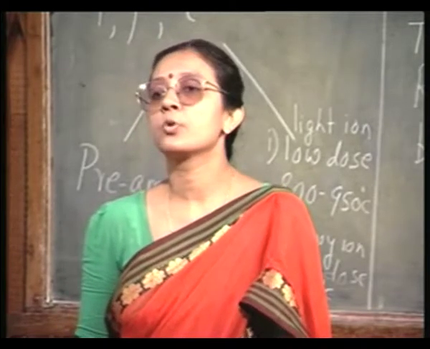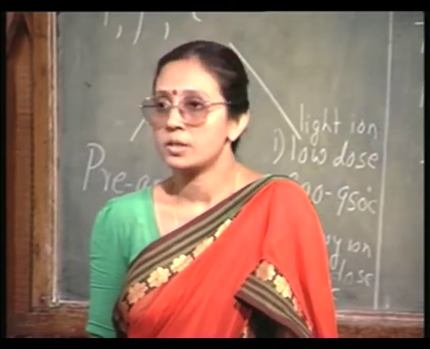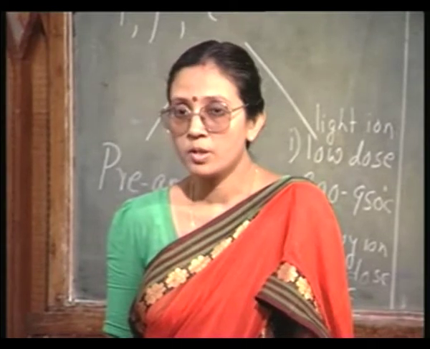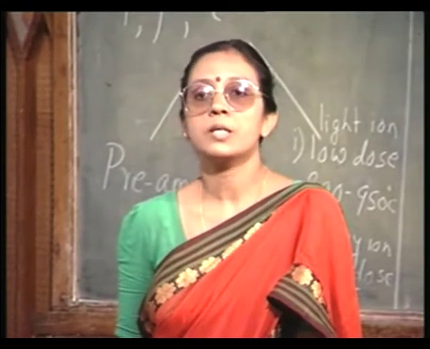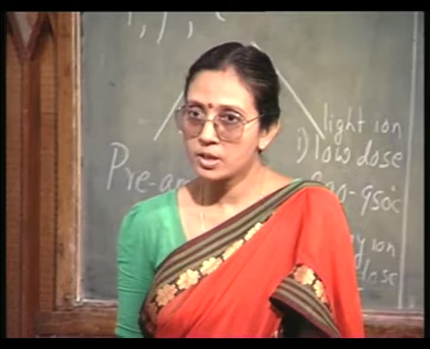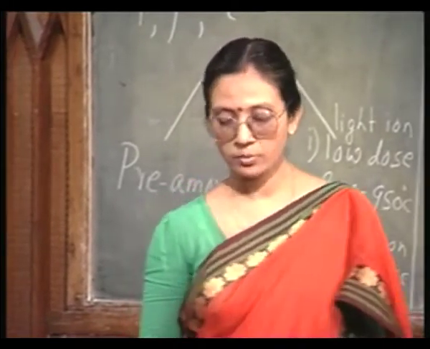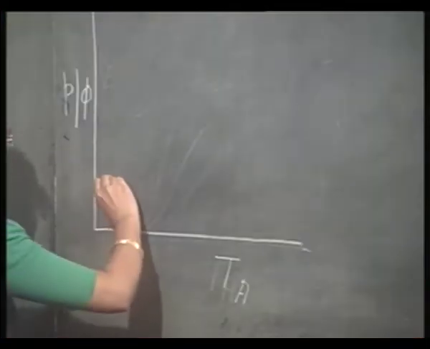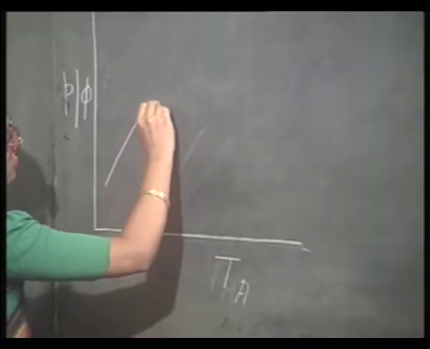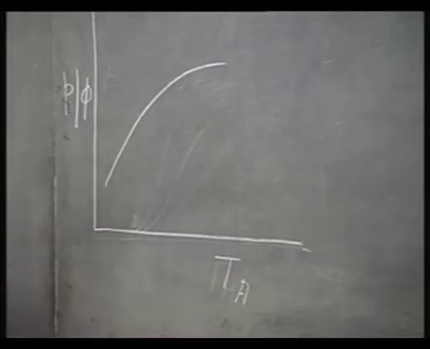So, in this case, since boron is a light ion, I do not expect any pre-amorphization to take place. So, what should I expect? I should expect that as the annealing temperature increases, the carrier activation will also increase. In other words, what I would expect is a profile like this. Agreed?